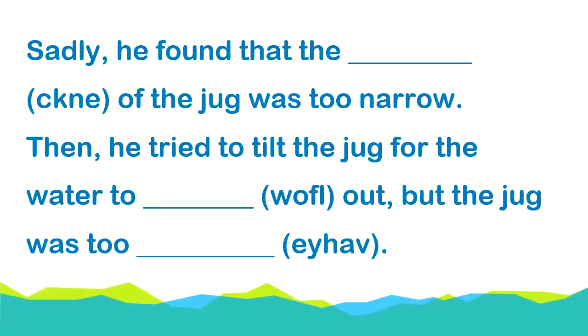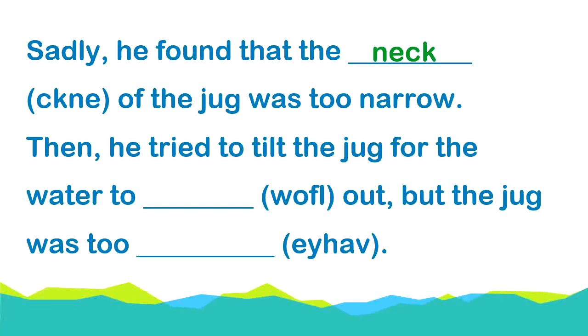Did you think about the solutions? Could you guess these words? Let us read the paragraph again and solve these jumbles. Sadly, he found... Which part of the jug are we talking about? Yes, the neck of the jug was too narrow.